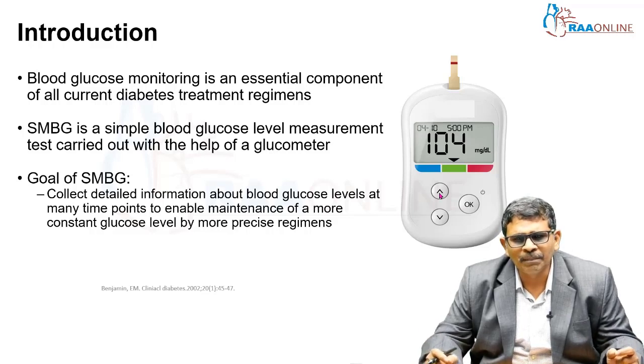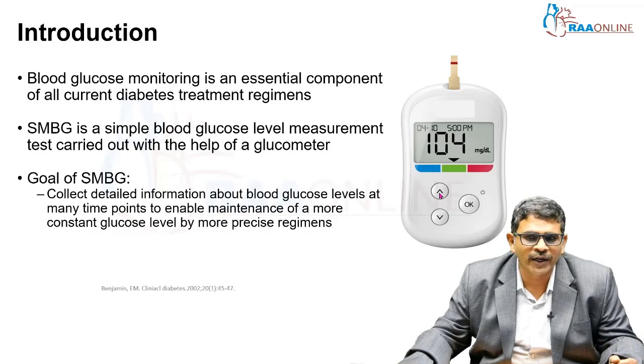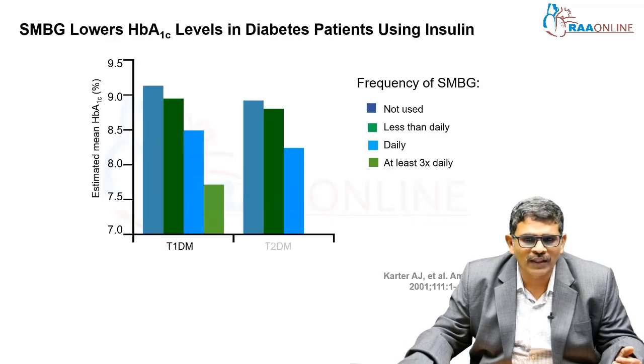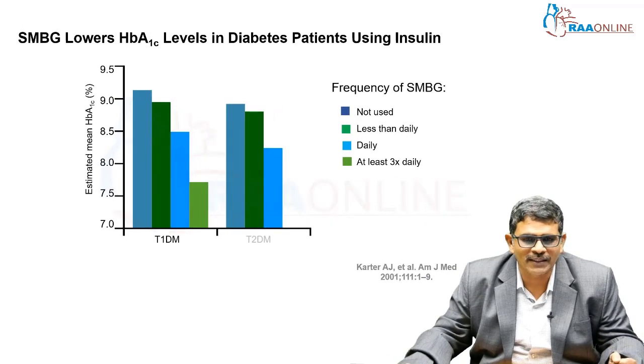SMBG is a simple blood glucose level measurement carried out with the help of a glucometer. The goal of self-monitoring of blood glucose is to collect detailed information about blood glucose levels at many points, to enable maintenance of a more constant glucose level by more precise regimens. It is as simple as that. But are we meeting these goals, and is it as simple as we think? That is what we are going to see in this module for the next 30 minutes.